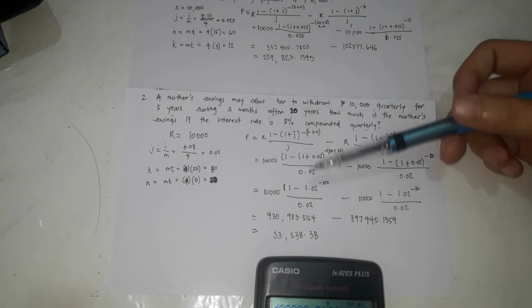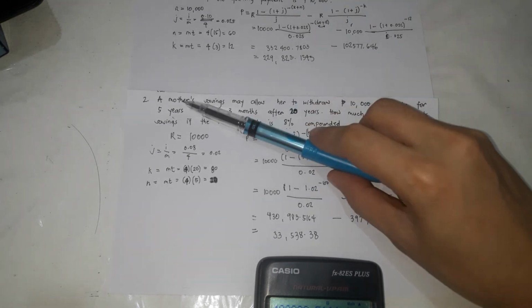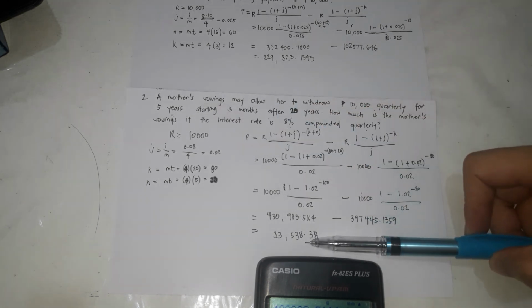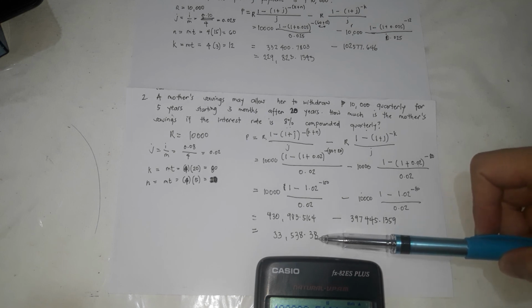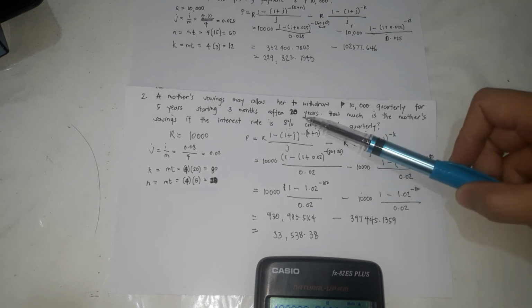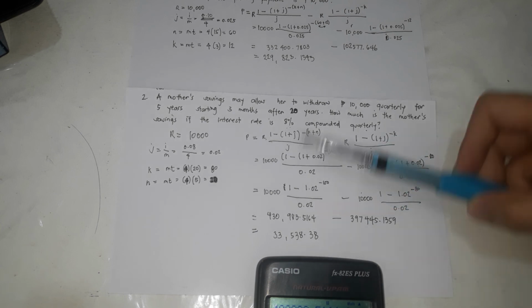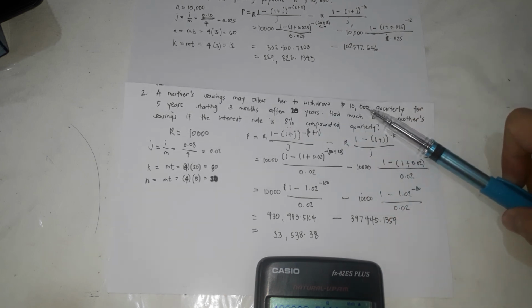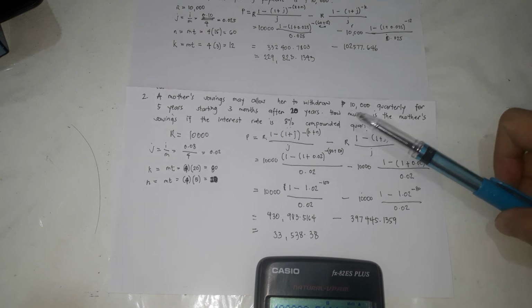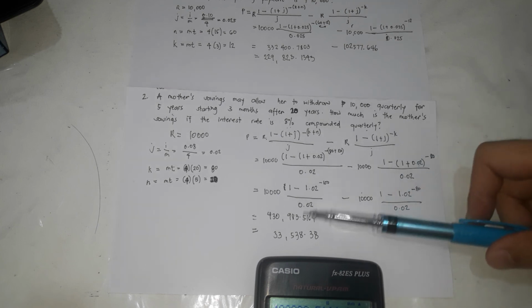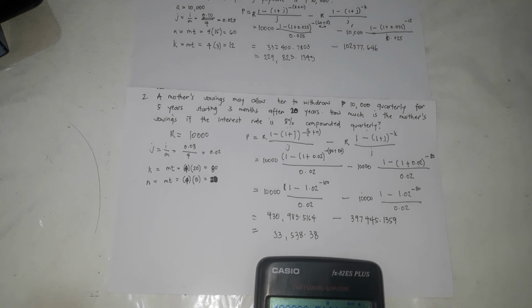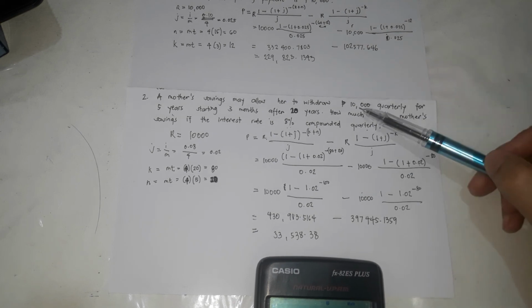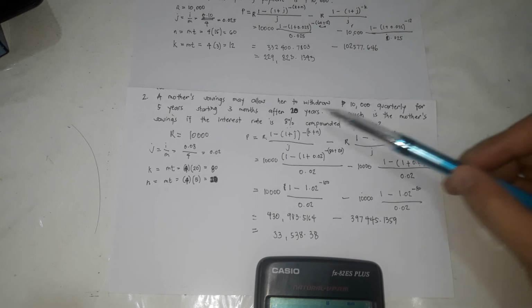So ibig sabihin, ang kanyang mother nag-invest ng 33,538.38 for 20 years na hindi mag-withdraw, hindi niya tinatouch yung 33,000. After 20 years, every 3 months, makakatanggap siya ng 10,000 for 5 years. So, ibig sabihin, yung 33,000 niya, if we're going to compare it, makakatanggap siya ng 10,000 pesos after every 3 months for 5 years.